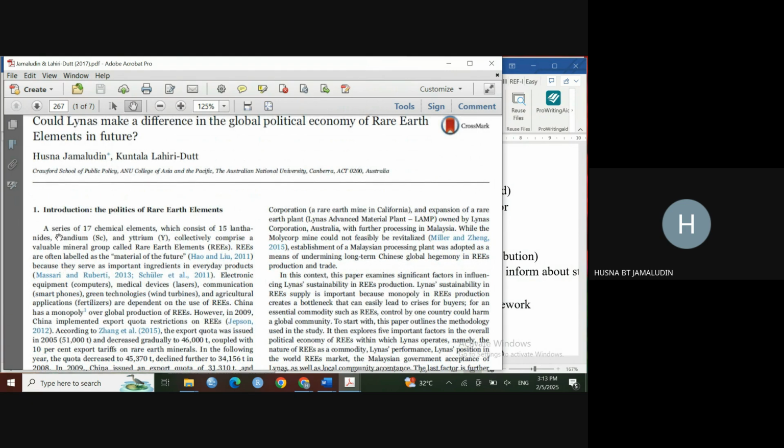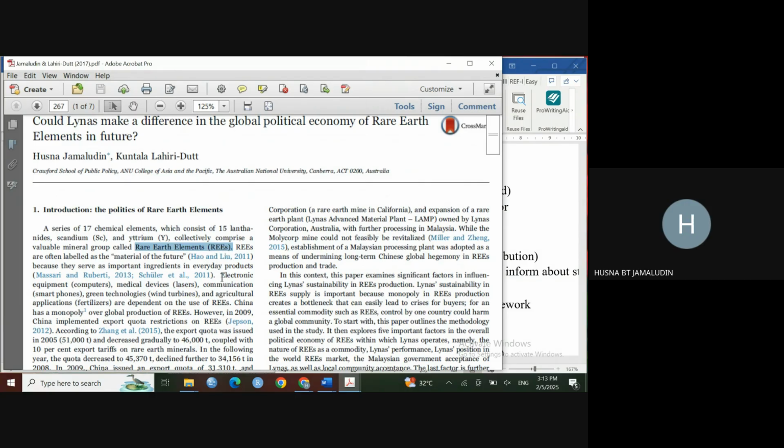So I mentioned that a series of 17 chemical elements consists of this. This is what you call rare earth element. Let me write it. Let me click here. So this is part of the chemical elements. So what is it for?